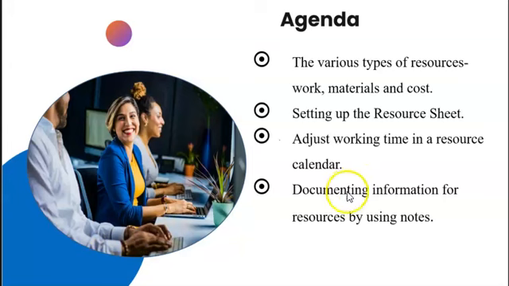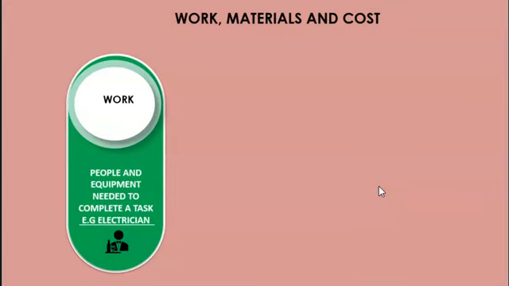Our agenda, we're going to be looking at the various types of resources: work, materials, and costs. There's the final resource of budget, but I'm not going to deal with it in this video. We're going to be setting up the resource sheet, adjust working time in a resource calendar, and document information for resources by using notes. So let's look at the various types of resources, starting with work.